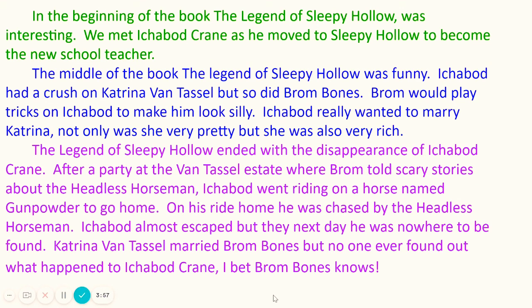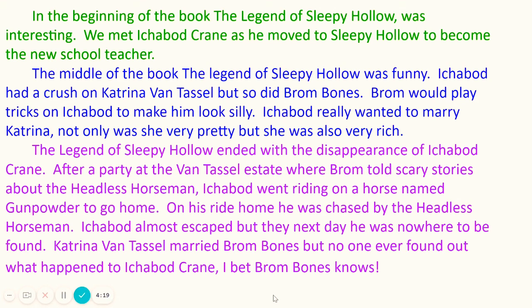That last paragraph should be the easiest paragraph to write because that's where you're going to include the exciting climax and conclusion. How did the story end? The story ends right after the climax, and the climax is the most exciting part of the book. Let's look at the exciting climax, The Legend of Sleepy Hollow. That third paragraph in purple.